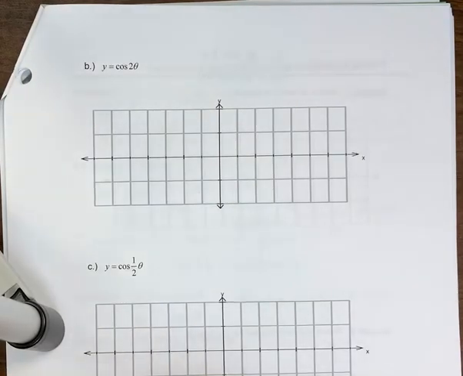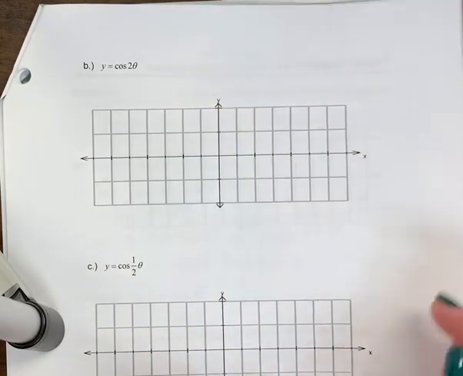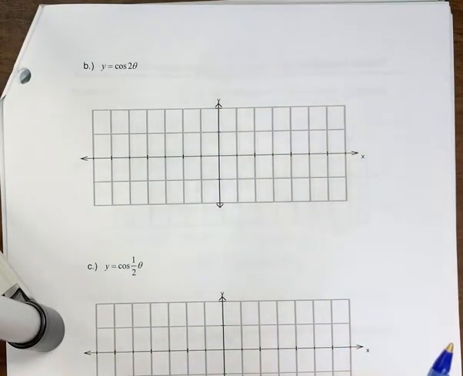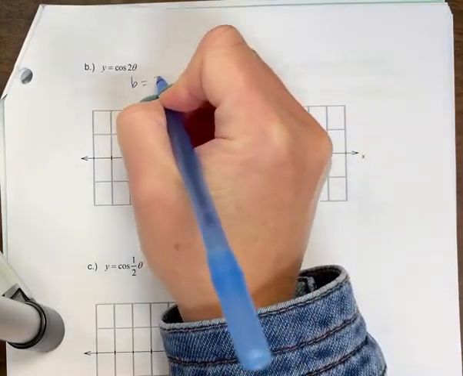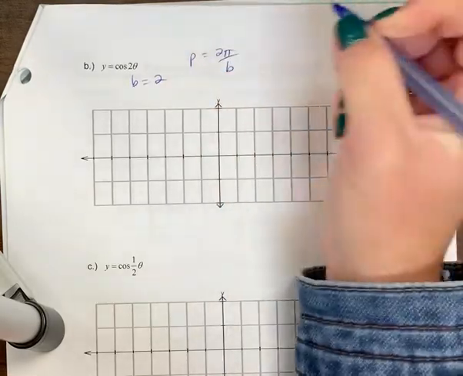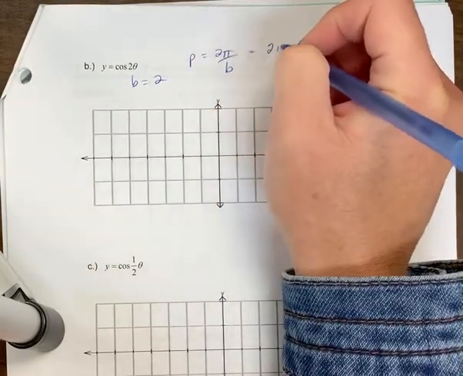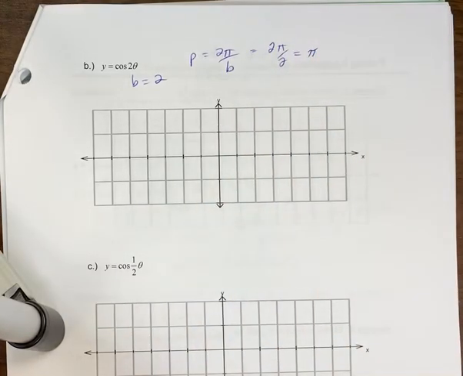We're going to look at sketching y equals cos 2 theta. So there is going to be a horizontal stretch of some sort or compression. So we have a b value here of 2. That's this number right here. Remember the formula is 2 pi divided by b. So if we take 2 pi divided by 2, our period now is going to be pi. So that means one full pattern is going to happen at a distance of pi now rather than 2 pi.